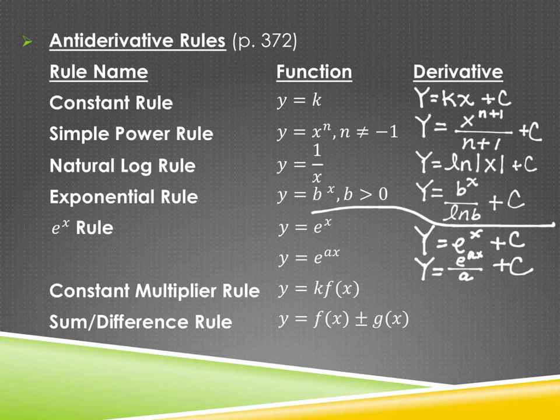Okay, constant multipliers and sum difference rules work the same way, okay? So just like with our constant rule for taking derivatives, it just comes along. So if I want to take the antiderivative with a k that's involved, that k comes along and I just take the antiderivative of what's multiplied by the k. K, of course, is a number, just a constant. And if I want to take the antiderivative of two things that are added or subtracted, I just take the antiderivative of them individually and add or subtract the results.